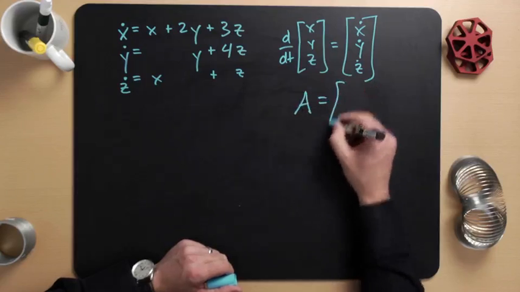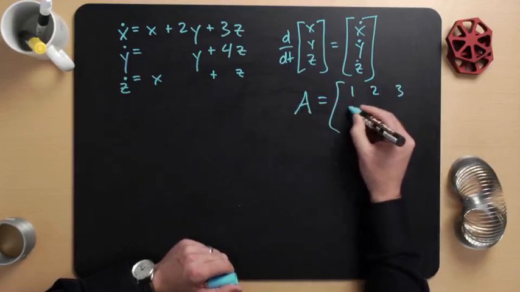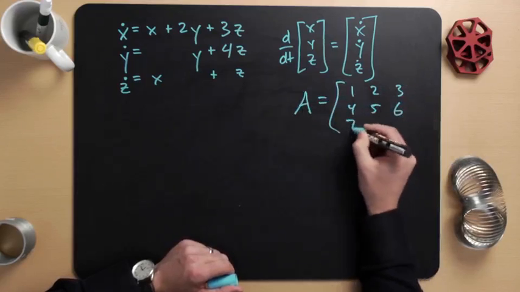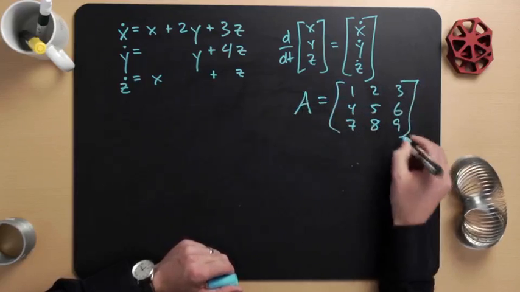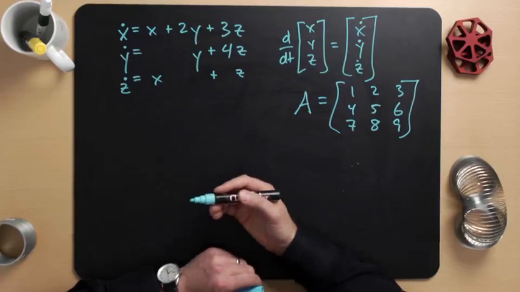So far, I haven't done anything very interesting. I'm just putting variables into a list. Now comes the useful part. I'm going to define a matrix to be an array of numbers, like A equals 1, 2, 3, 4, 5, 6, 7, 8, 9. This is a matrix that has 3 rows and 3 columns with a total of 9 numbers. Our goal is to define some notion of multiplication between the matrix A and the vector of states, so that if I take A times that vector of states, I will get the right-hand side of the differential equation.